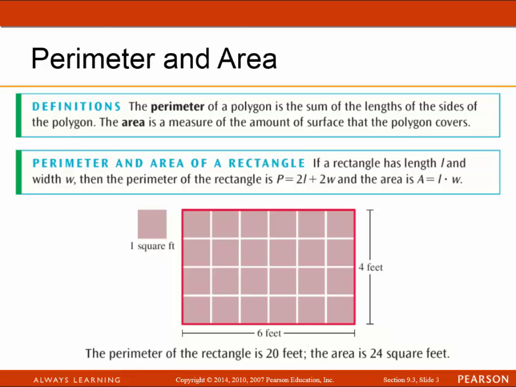If a rectangle has length L and width W, then the perimeter of that rectangle is P equals 2L plus 2W, and the area is simply the length times the width. So here we have an example. The length of this rectangle is 6 feet. The width is 4 feet. So the perimeter will be 20 feet because it's 2 times 6 plus 2 times 4. And the area is 24 square feet because it's 6 feet times 4 feet.